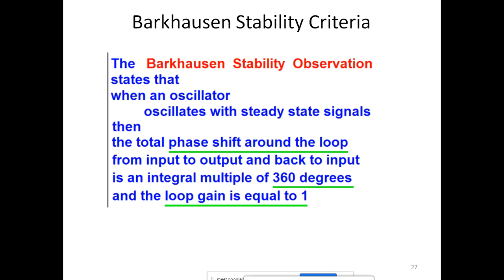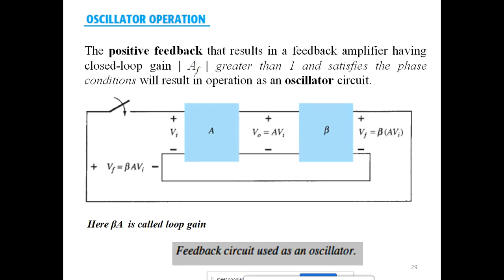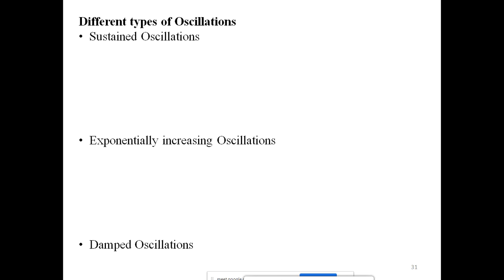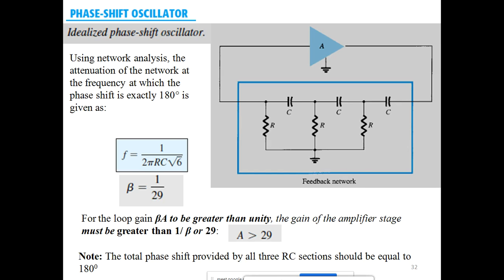Okay, so there are two stability criteria. The first one is related to the phase shift, which says it should be an integral multiple of 360 degrees, and the second one is regarding the loop gain. Okay, for sustained oscillations, the loop gain must be equal to 1. Okay, so that was the block diagram of an oscillator circuit. So this is how the steady state oscillations eventually build up. So there are three types of oscillations: sustained, exponentially increasing, and then the damped oscillations.